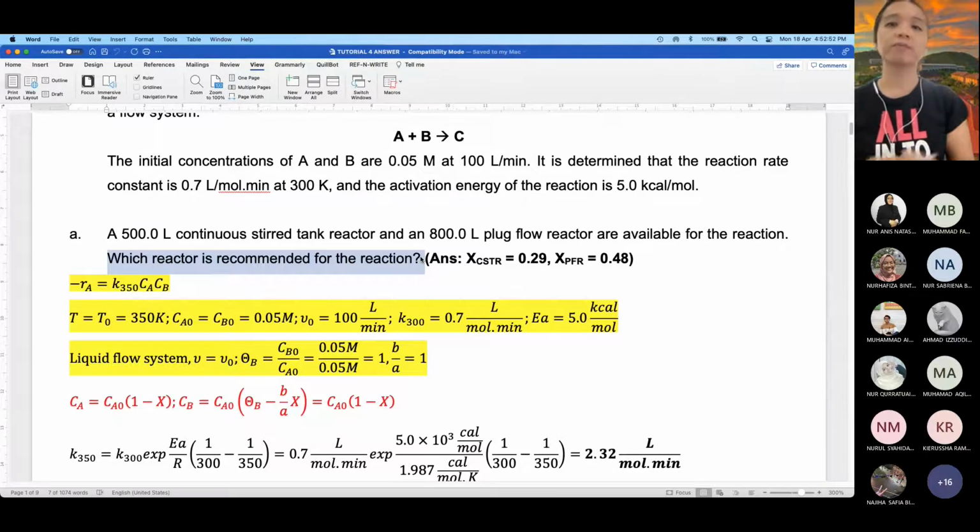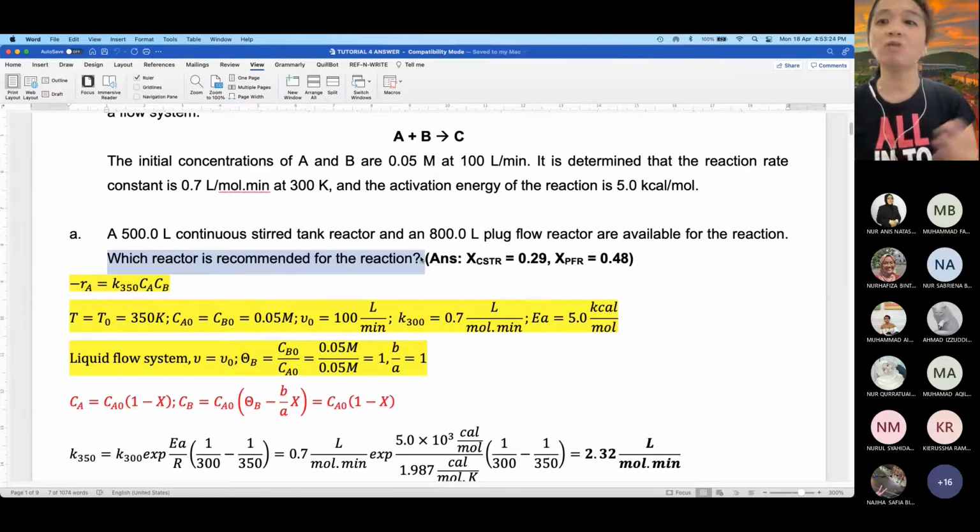Okay, so by right, how we want to compare which reactor is better is by comparing the conversion, meaning we have to know the conversion in the 500 liter CSTR and compare it to the conversion in an 800 liter PFR. By right, the reactor that gives us the higher conversion shall be the selected reactor, or the reactor that we recommend. Okay, so how do we do this?